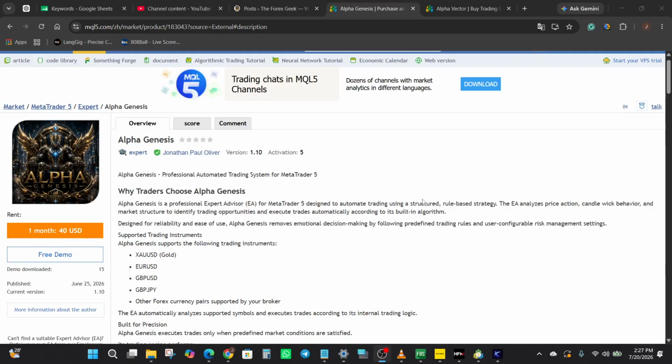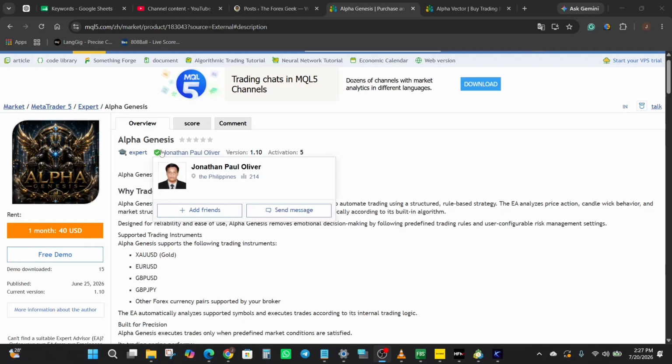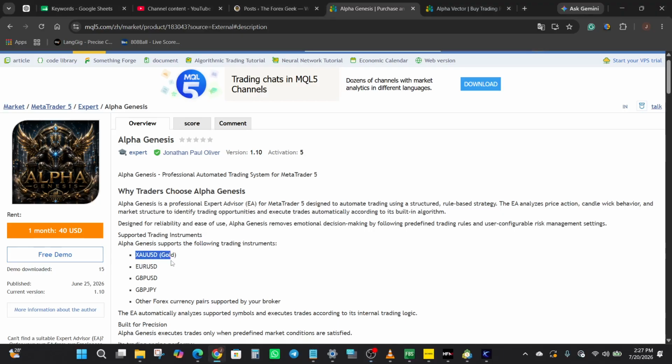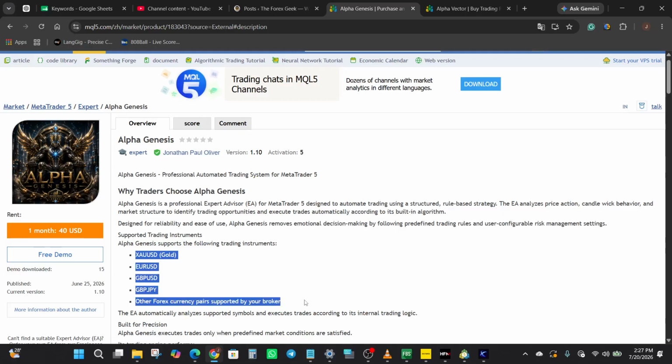In this video, we are taking a look at Alpha Genesis. It's an expert advisor developed for MetaTrader 5. Unlike many EAs that focus on a single trading instrument, Alpha Genesis is designed to work across multiple markets, including XAU USD, Euro USD, GBP USD, GBP JPY, and other Forex pairs supported by your broker.